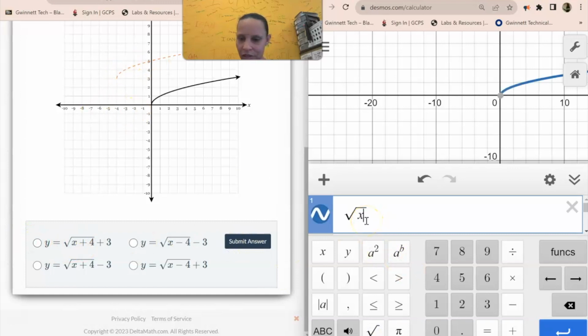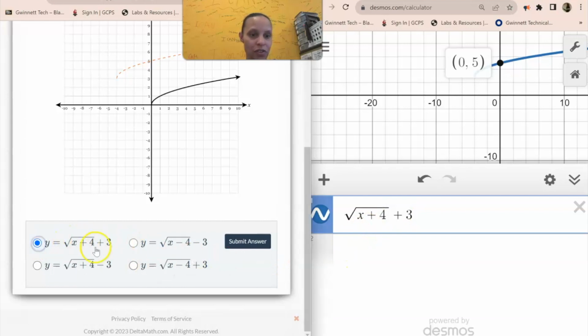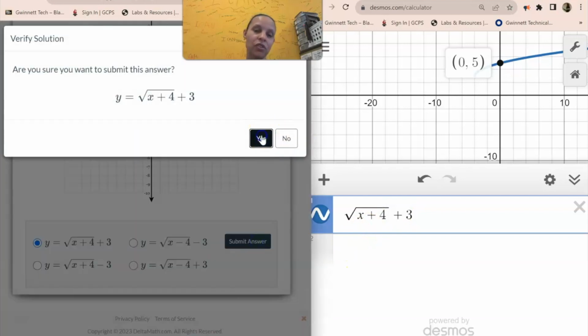So we've got x plus 4, and then you come outside. Make sure you come outside, plus 3. And does it look like this? So this point is at -4, 3. Is this -4, 3? Yes, it is. And does it cross the y-axis at the y-intercept of 5? Yes, it is. So it just so happens the very first one I tried is the answer. And so you're just going to hit submit.